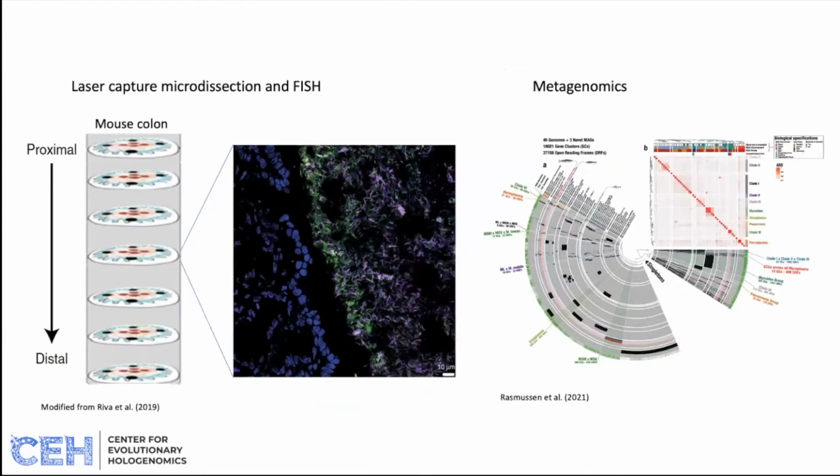And these include, for instance, laser capture microdissection in combination with fluorescence in situ hybridization, as you see here on the left for the mouse colon. And this will tell us something about the spatial orientation of these microbes in relation to the host tissue. We'd also use shotgun metagenomics to have a look at, for instance, the genome size of these bacteria, but also specific genes that could indicate a symbiotic lifestyle with a host.